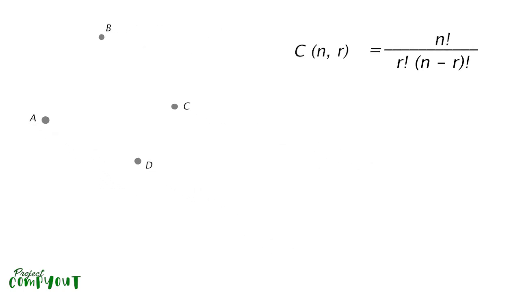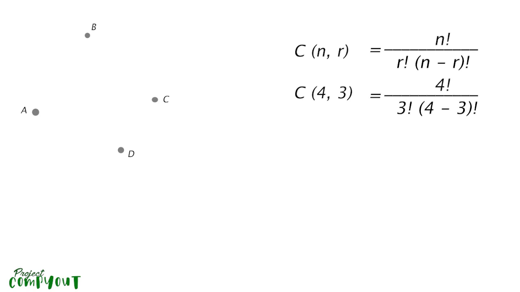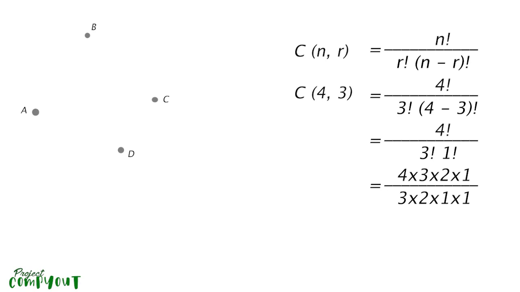Using the equation, we have the combination of 4 taken 3 at a time is equal to 4 factorial over 3 factorial times 4 minus 3 factorial. Expanding this, we have 4 times 3 times 2 times 1 divided by 3 times 2 times 1. You can see that we can cancel out 3 times 2 times 1 and we are left with 4. Therefore, we have 4 possible triangles.